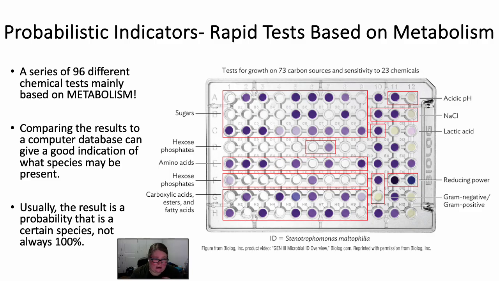This is way better than dichotomous keys. You don't need as much training. Anybody can do it. The computer reads it for us and compares it to a database. So there aren't any real disadvantages to using a probabilistic indicator. It is much, much quicker than using a dichotomous key as well.